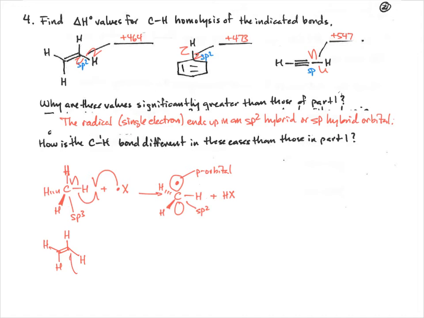the ethylene, we're starting off at sp2. When the halogen atom abstracts one of those hydrogen atoms, what this fishhook arrow here is indicating is that that radical is ending up in an sp2 hybrid orbital. Now, why is that? The reason is that the p orbital is already being occupied by the double bond.